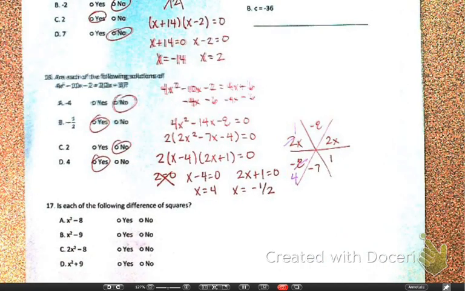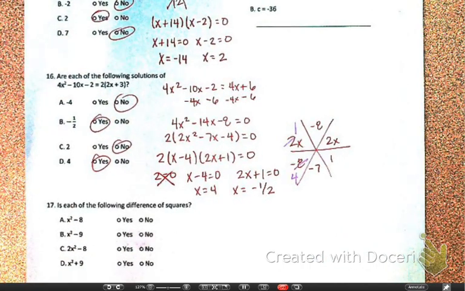Do you not have to find the GCF when you do the super x? Okay, so sometimes it'll work because of the numbers. A lot of the times it won't. So you should always do GCF first. Okay? Questions on 16?